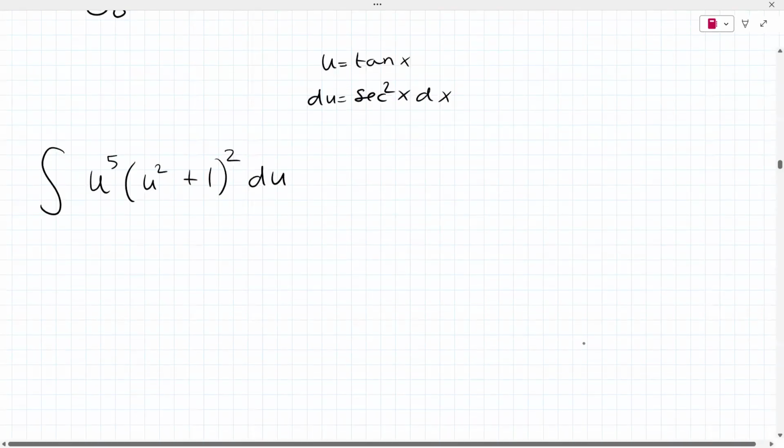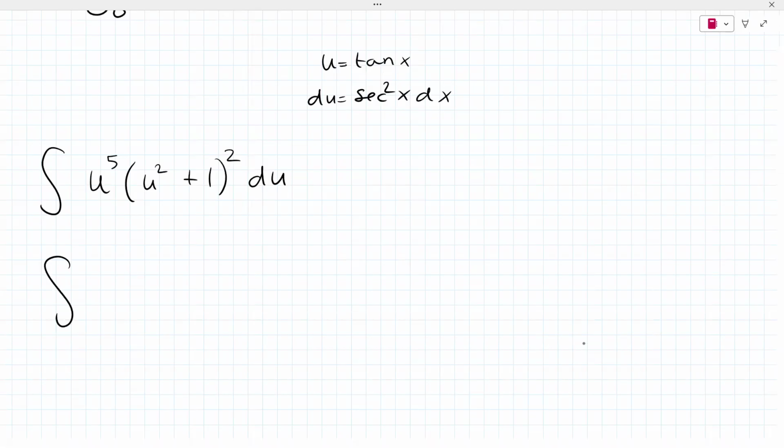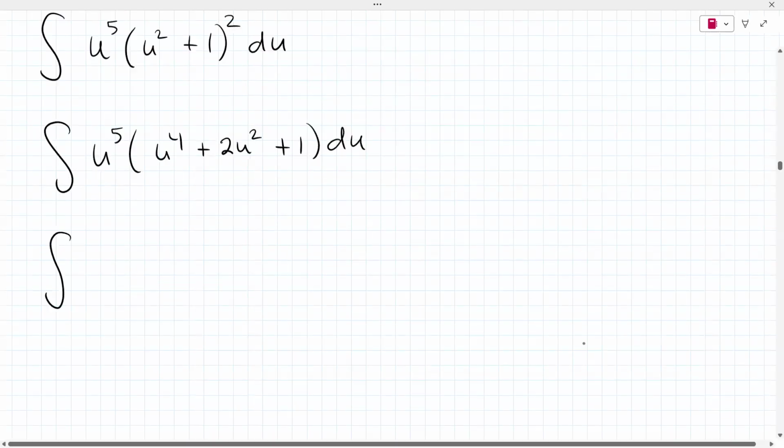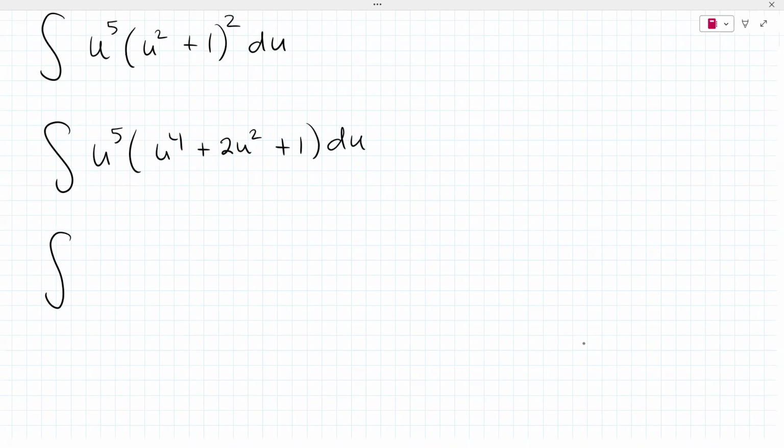So this will be simplified as u to the 5. So let's FOIL this out. U squared plus 1 squared is going to be u to the fourth plus 2u squared plus 1 du. And then you clean this up, and if you multiply this out, this is going to be u to the 9 plus 2u to the 7 plus u to the 5 du.